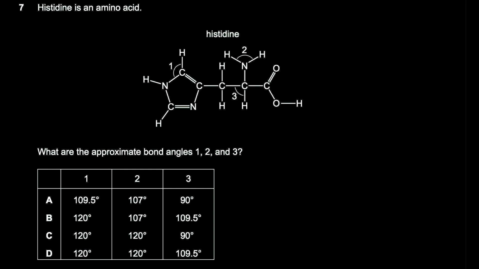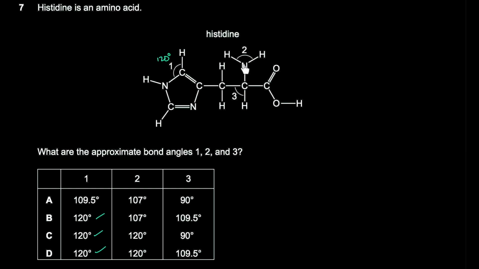Histidine is an amino acid. What are the approximate bond angles 1, 2, and 3? Over here we have a carbon that's bonded to 3 atoms. There are no lone pairs, because all 4 of carbon's valence electrons are bonded. There are 3 atoms, so it has a trigonal planar geometry, and the bond angle is 120 degrees. So bond angle 1 is 120 degrees.